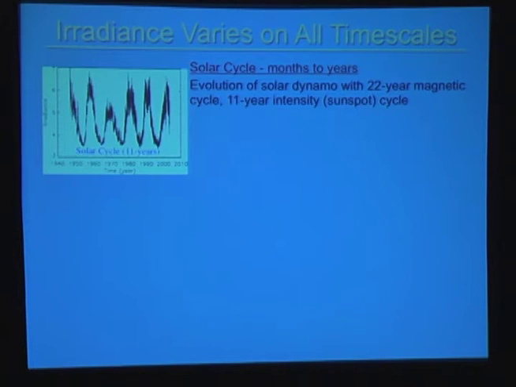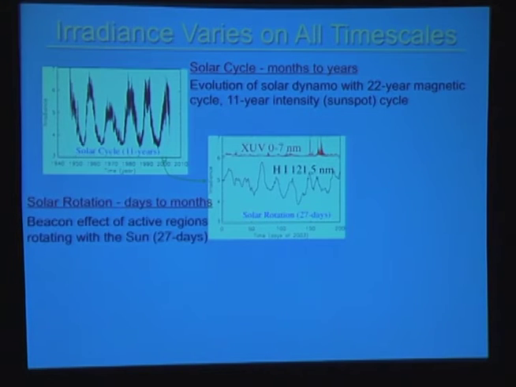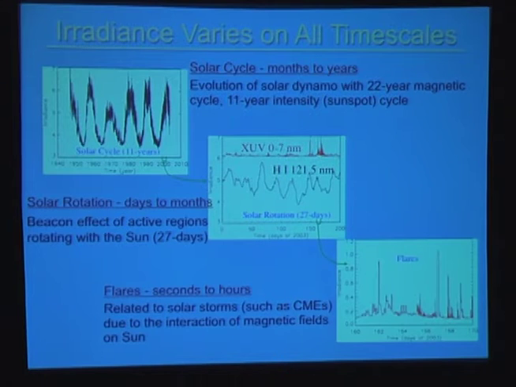Irradiance, as we've already alluded to, varies on all timescales. You have the 11-year solar sunspot cycle, which is also seen in the EUV. You get solar rotation, the beacon effect, where active regions, which are dark in the visible, are very bright in the EUV and X-rays, and they act like a lighthouse as the sun rotates, and you get a modulation on a 27-day cycle. And you also get flares, which last from seconds to hours. And certain wavelength regions in the solar spectrum will change by several orders of magnitude over minutes.